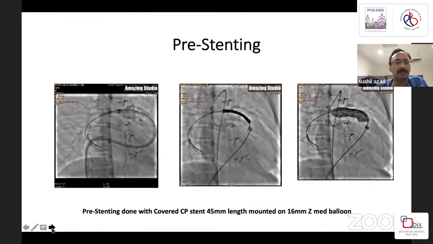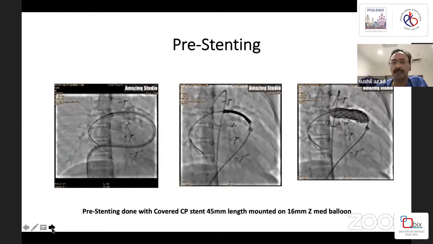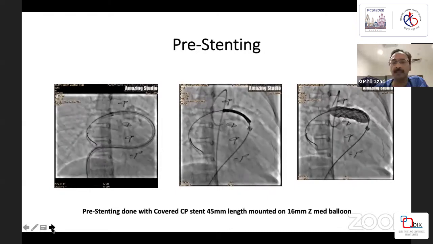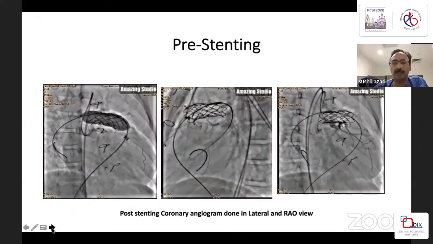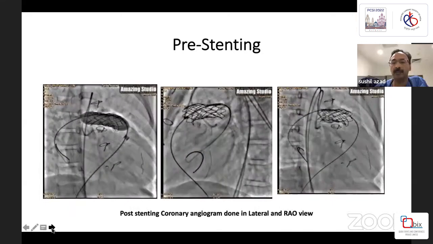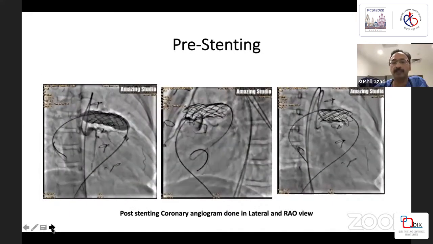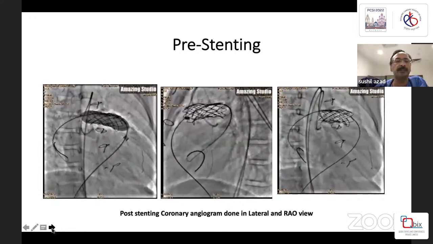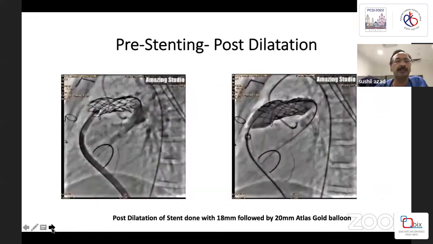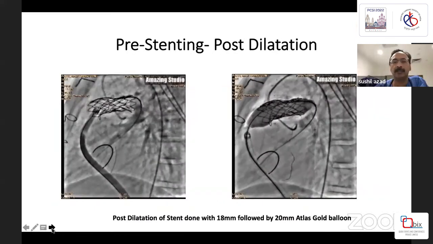So subsequently, we post-dilated this stent with an 18 millimeter Z-MED balloon, followed by a 20 millimeter Atlas Gold balloon as well. And we checked the coronaries because you can clearly see at the distal part of the stent, there is a significant narrowing. So we thought of getting rid of the narrowing before implanting the valve.